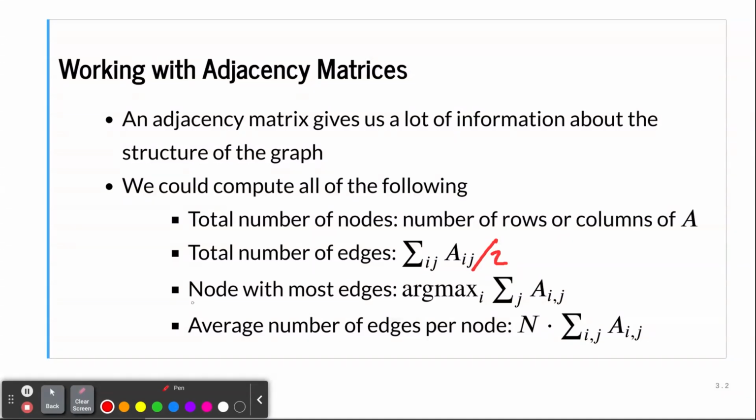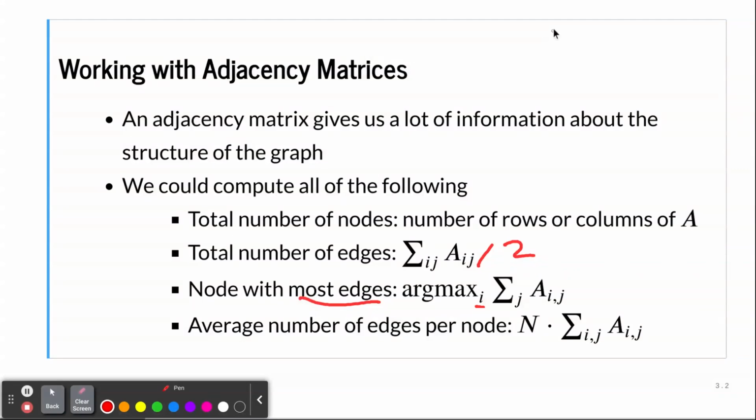We could think about which node has the most edges. And the way we would do that is we would look one row at a time. So we're going to do this argmax over i here, and then we'll just sum up row i. We'll compute the sum across columns j of Aij, and whichever row has the most elements with the number 1 in it would be the node with the most edges.